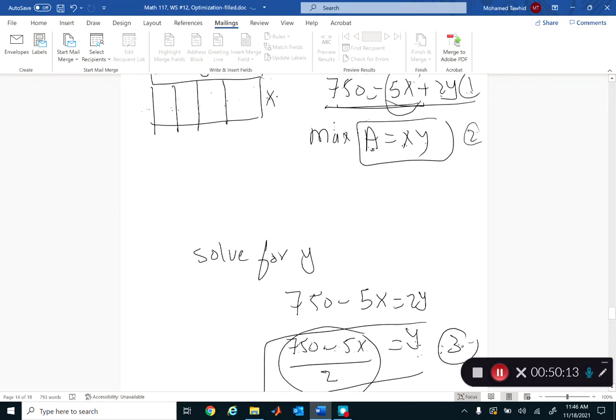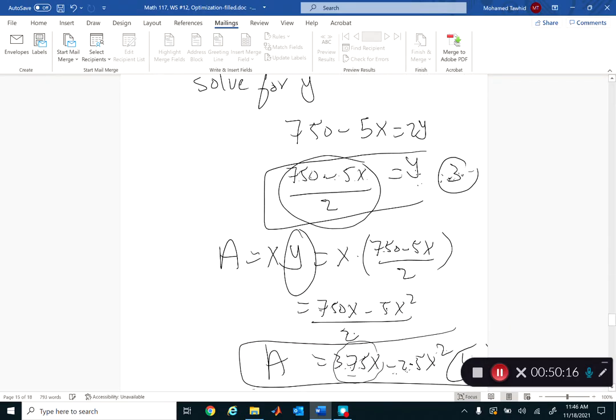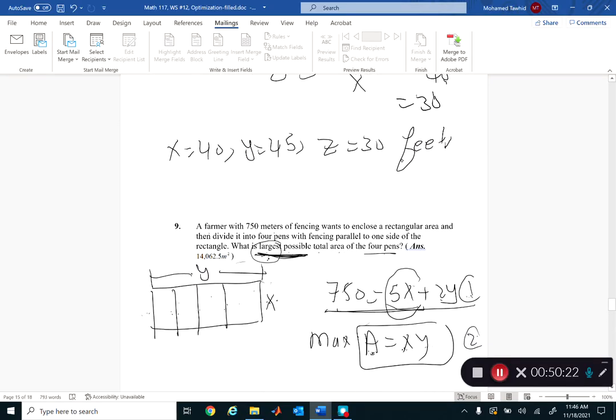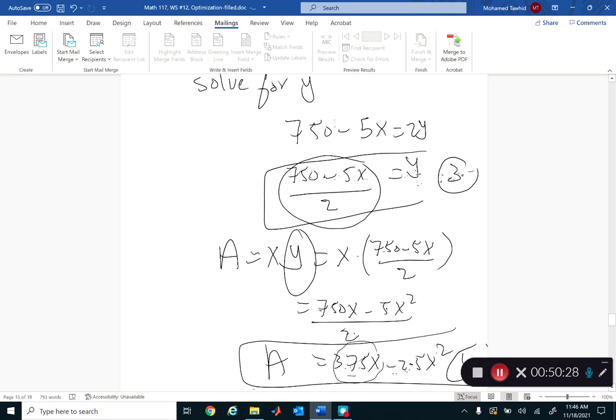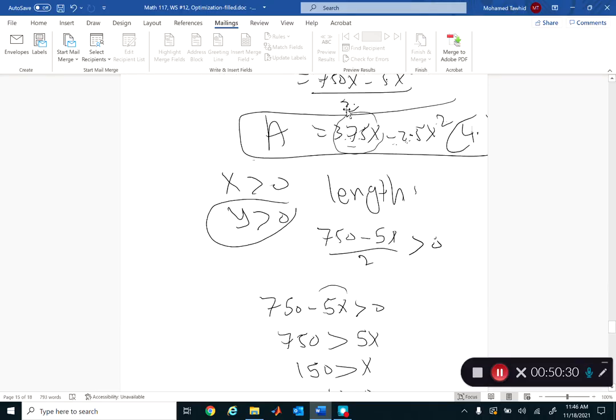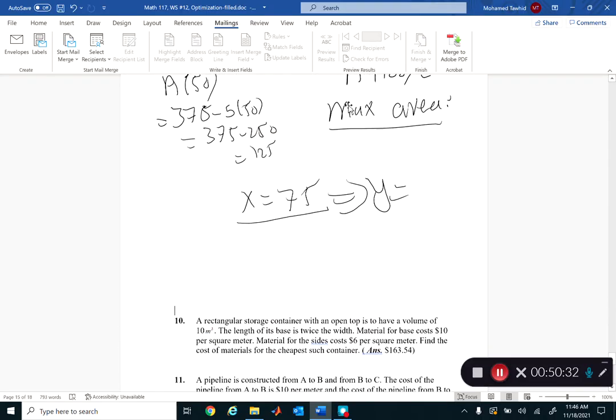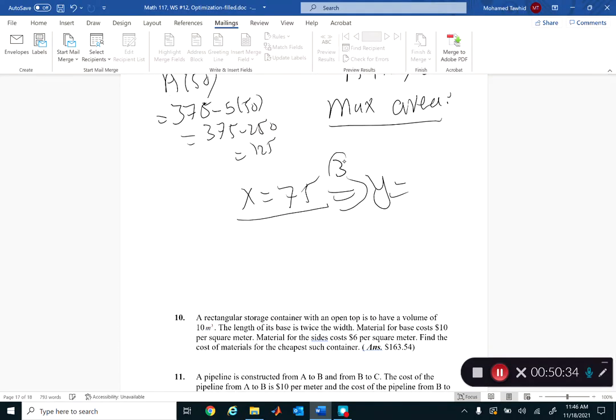Here, look what you have. You can put it in equation number 3. In equation number 3, if I replace x by 75, I get y. Or you can put it in equation number 1. If I replace x by 75, you are also able to solve for y. To make it easy, number 3 will be easy. If I put that in equation number 3, you have 750 minus 5x, divided by 2, right? That is the equation here.